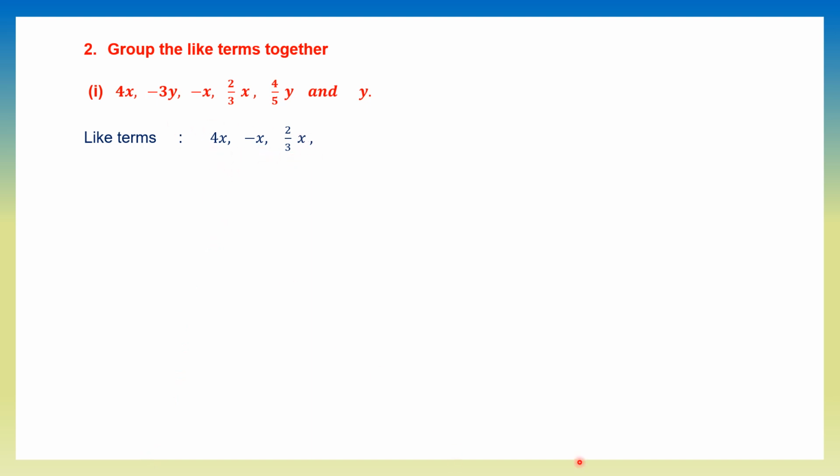Now what about the rest here? Now here I have minus 3y, then I have 4 by 5y, and again I have y by itself. Now these three are also like terms because they have the coefficient y. They have the letter y, which is similar to all. So we have one more set there, that is minus 3y, 4 by 5y and y. So there are two sets of like terms here.